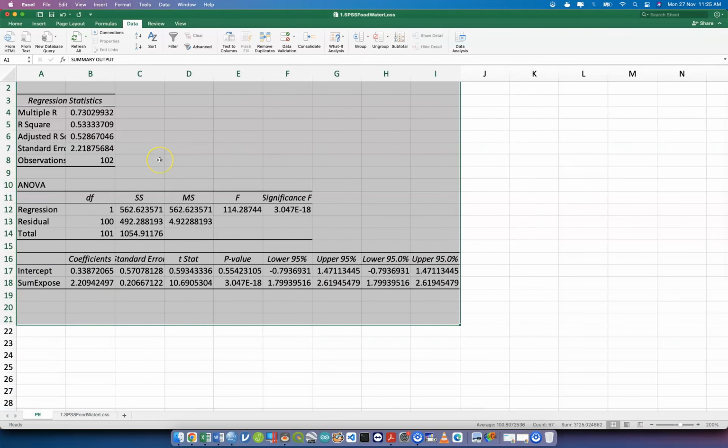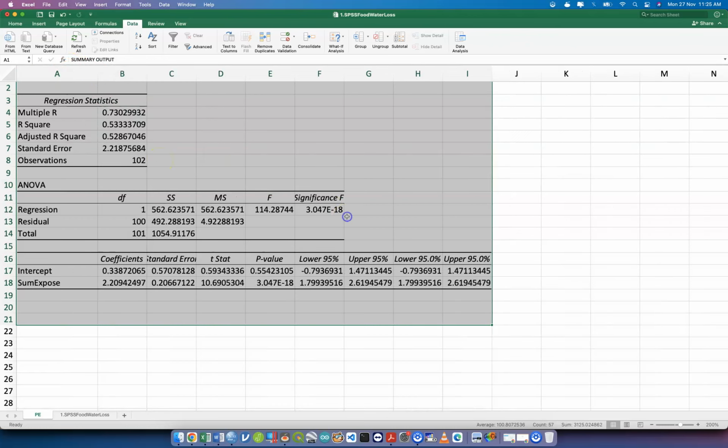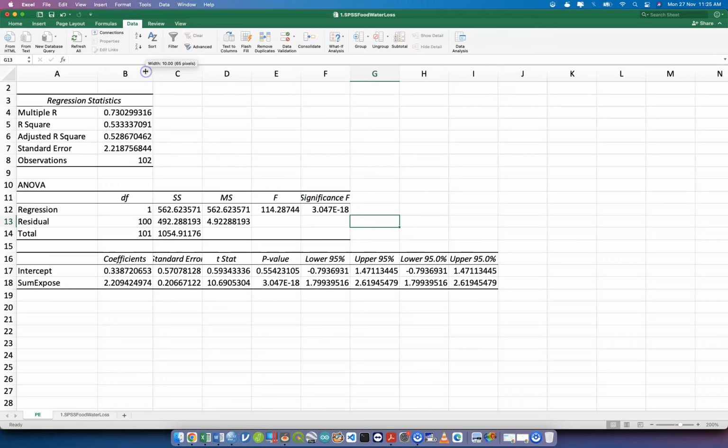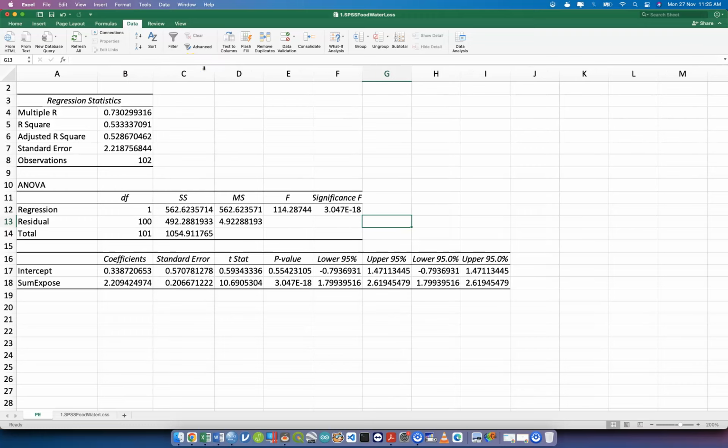Dia akan mengeluarkan output seperti berikut. And we are going to make the interpretation after this. And I really hope that you understand how to read it. Yeah, that is how we run a simple linear regression using Excel. Okay? So far, so good? Come out already? Okay, it's there.